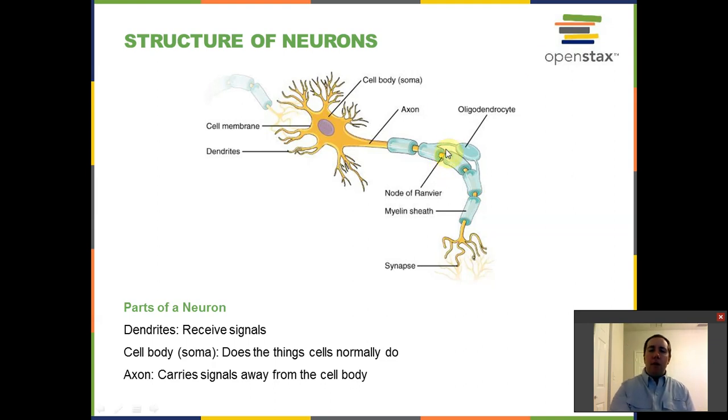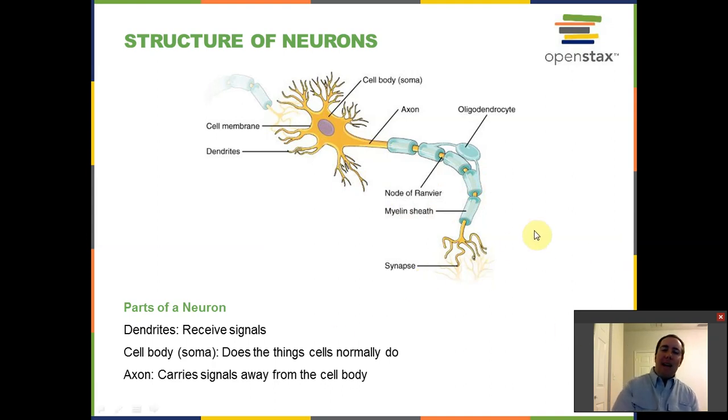This diagram is also pointing out the gaps between the myelin. Those gaps are called nodes of Ranvier. I'm guessing, I never remember to look it up until I'm teaching about it, but I'm guessing Ranvier is the person that discovered them. Those are going to be very, very important. We'll talk more about them later.